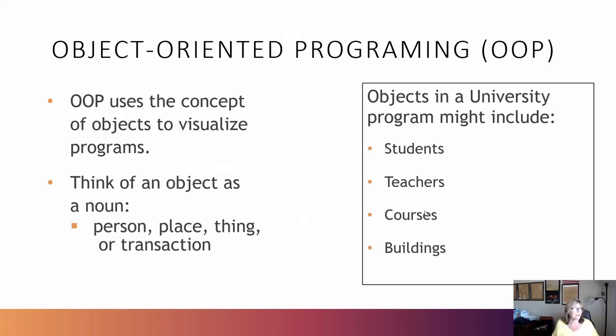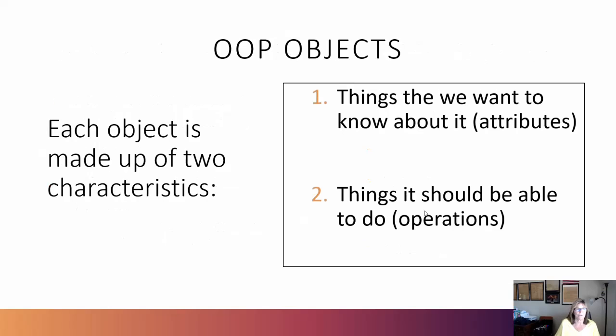For instance, if I were to tell you that I wanted you to write a software system for a university, your brain might start thinking of the nouns that make up the university system: students, teachers, courses, buildings. These are all nouns, person, place, things, or transactions within a university. So then we're going to pick out one of those nouns. Let's start with students, and we're going to find out that for every one of those objects that we have just identified, those nouns or those objects, there's two things, two characteristics.